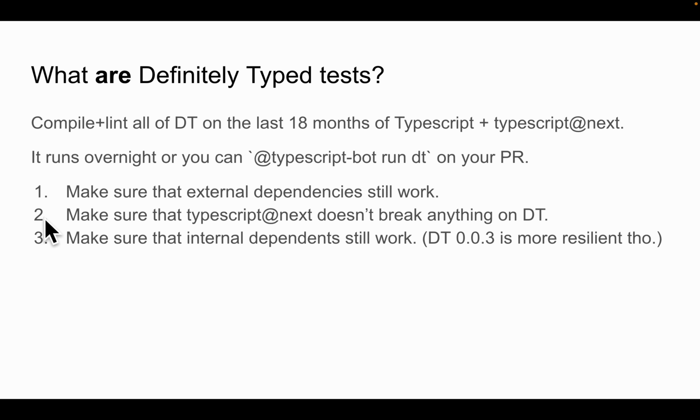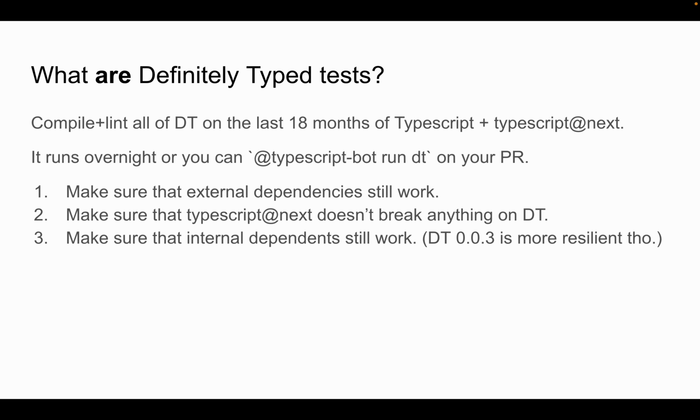Reason 1 is to make sure that TypeScript@next doesn't break anything on DT, or more specifically, your PR doesn't break anything on DT. It's also to make sure that external dependencies still work. As Definitely Typed has become less central, there are lots of packages on DT that depend on major packages that have switched already to TypeScript. And so if those packages break something on DT, it's an indication that maybe those external dependencies are broken in some way. The third reason is less important than it used to be, I hope.